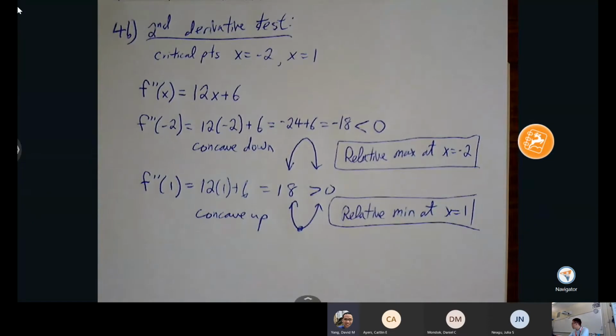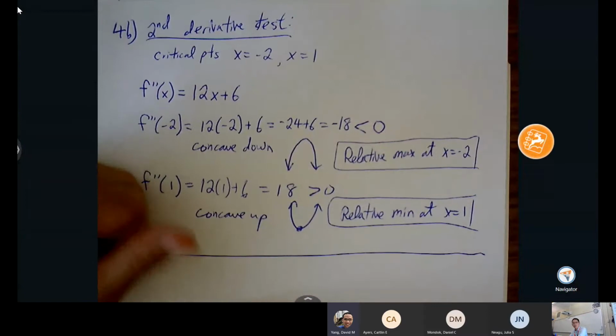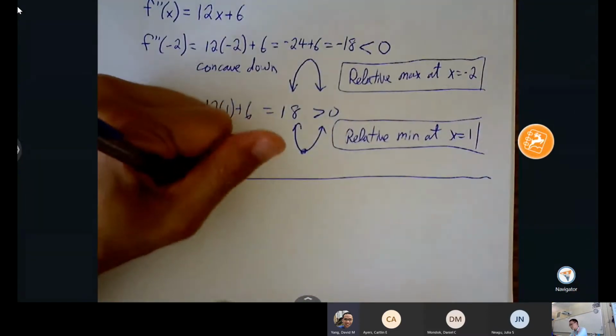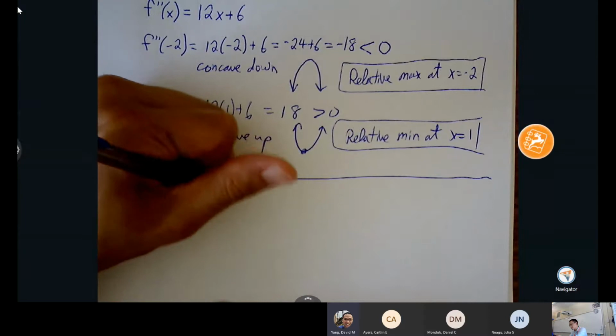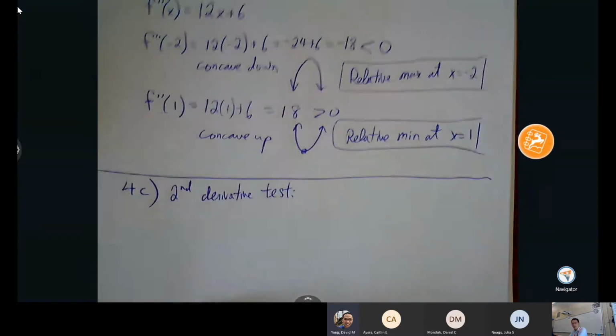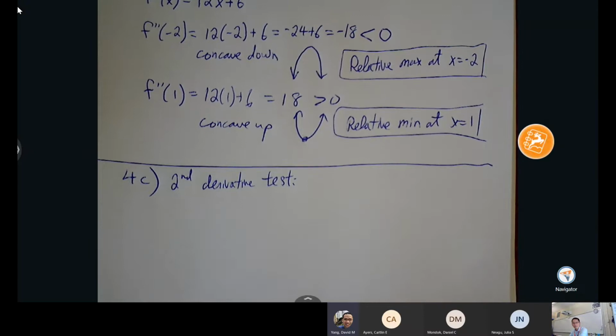Okay, Julia, does that help? Yes, thank you. Okay. I'm going to do another version of second derivative test. I'll call this 4C. I'm just going to give you a series of ordered pairs and derivative and second derivative value and see if you can conclude what's happening there.